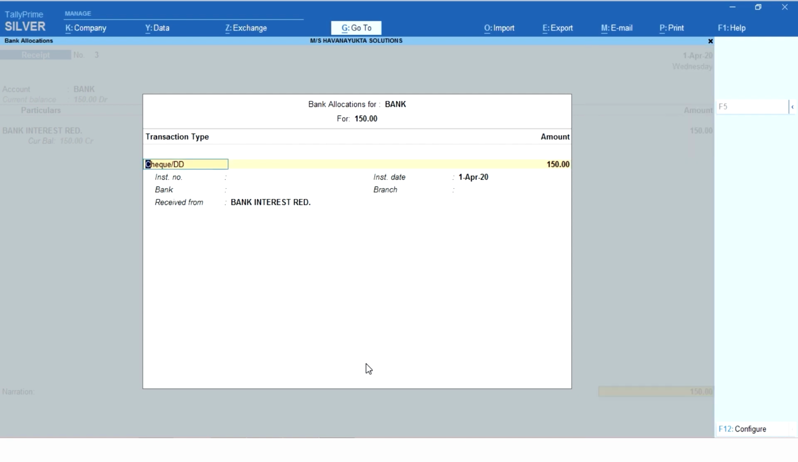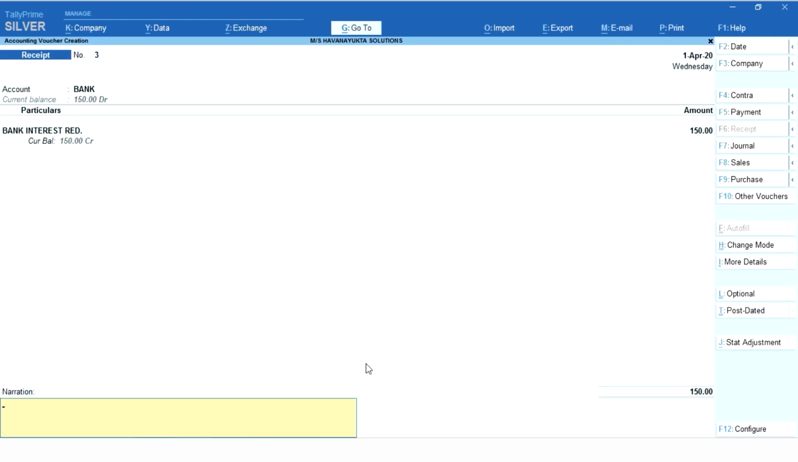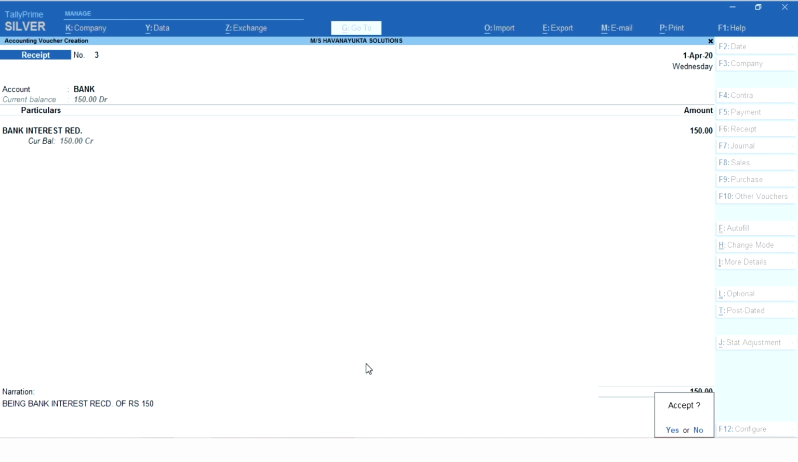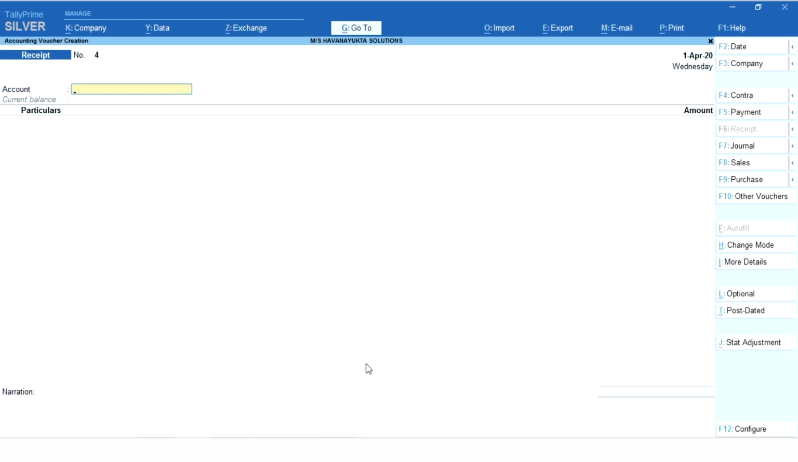Once you enter a value, you'll get a bank allocation screen. So how you are receiving it, all these things we'll discuss in the banking topic. So at present we'll skip this, and you can give a narration, being bank interest received of rupees 150, and we'll accept the screen. So this is how you can pass a transaction.